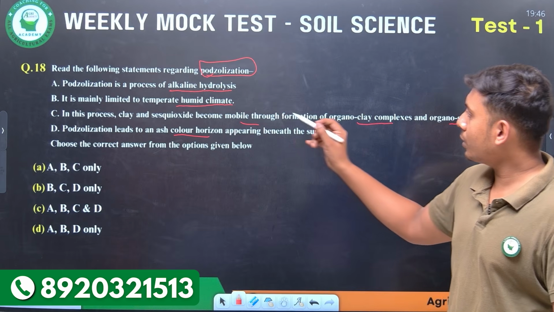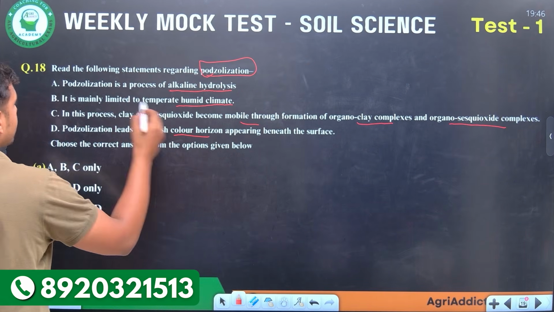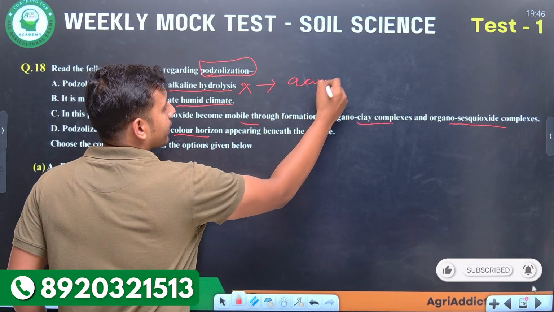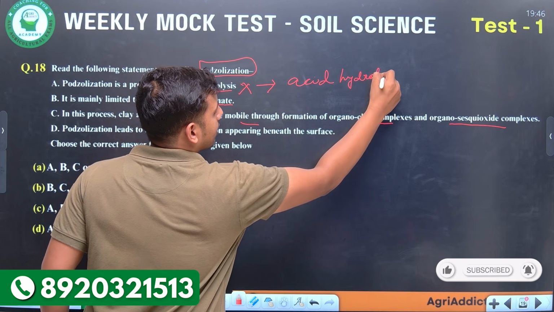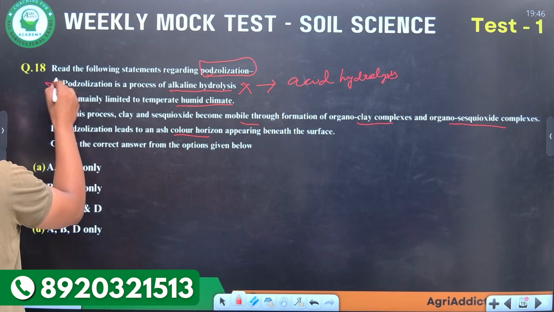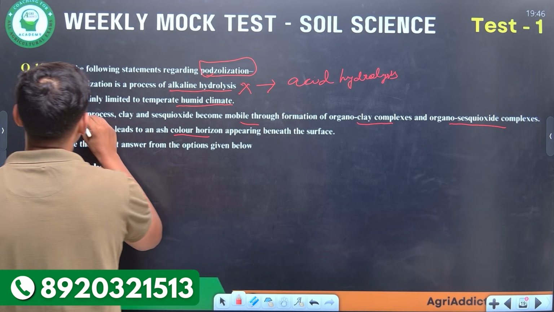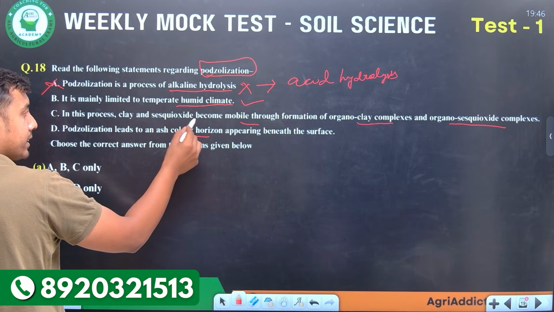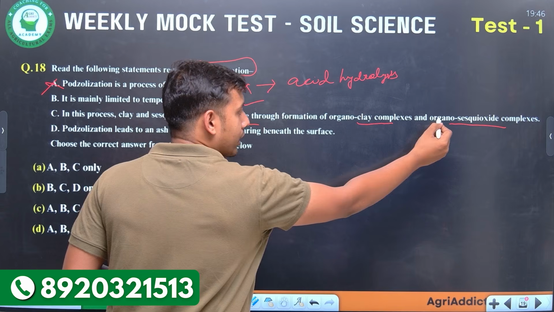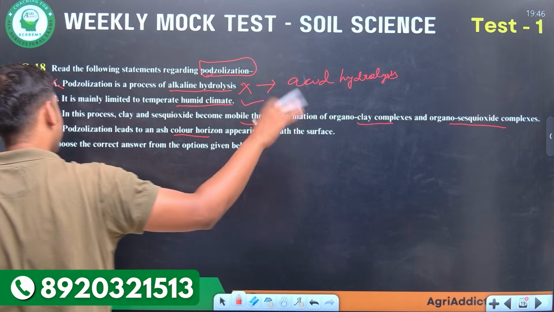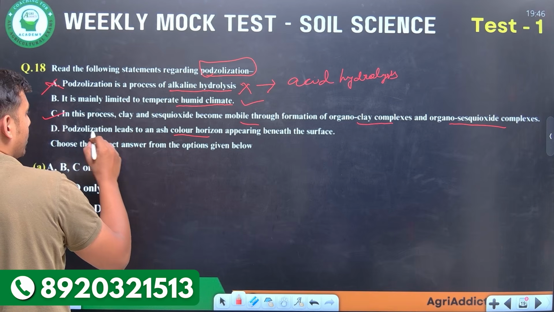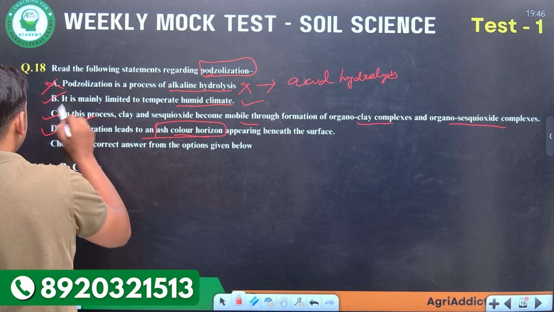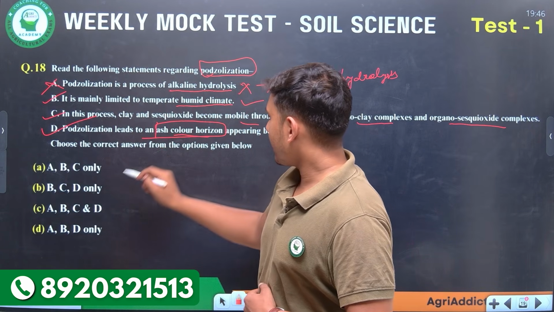So here, if we judge the options, podzolization is not alkaline hydrolysis, it is actually acid hydrolysis. So we will not consider this option. Then, it is mainly limited to temperate humid climate. Okay, it is right. In this process, clay and sesquioxide become mobile and form organo-clay complexes and organo-sesquioxide complexes. This is also right, and podzolization leads to an ash color structure. So B, C, and D. Three options are correct. That is B, C, D only.